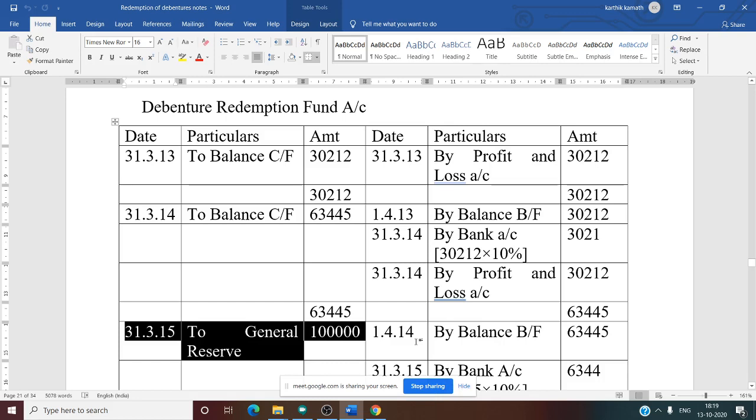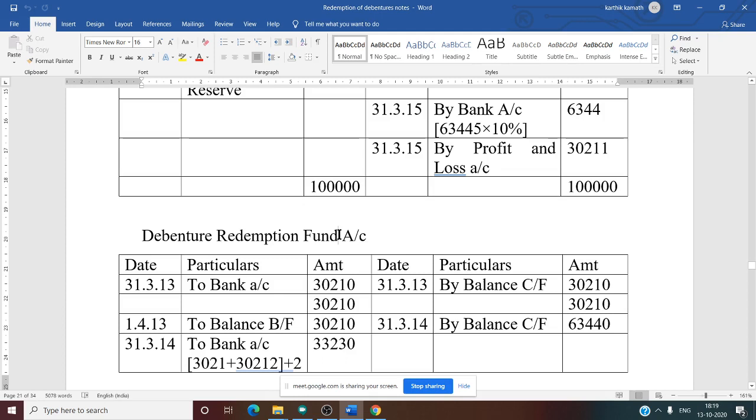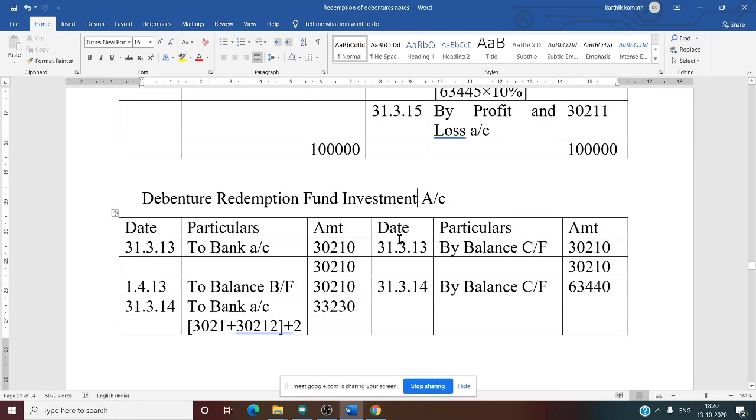See this, there is one correction. Here I forgot to write the word investment. So just one correction in the name, debenture redemption fund investment account. So how is debenture redemption fund investment account prepared? Investment has debit balance. We know debit balance. That is why we need to start from debit side. First year no interest, only P&L amount we need to write.